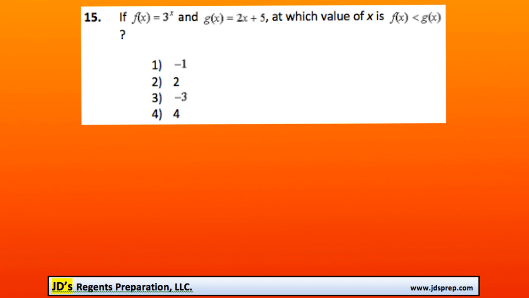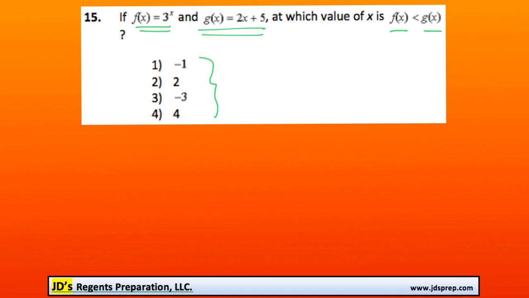This is problem number 15 from the June 2015 Algebra Regents exam. We're given two functions, f of x and g of x, and we need to find out at which value of x is f of x less than g of x out of these four options.